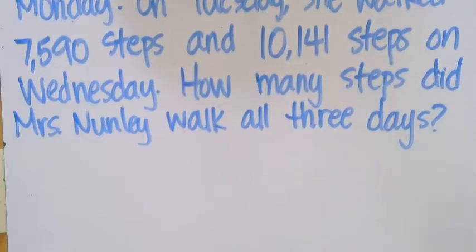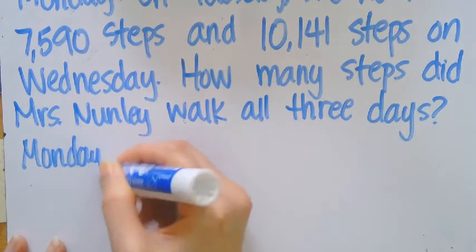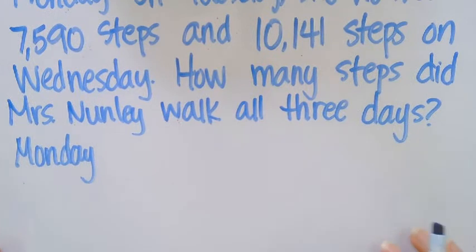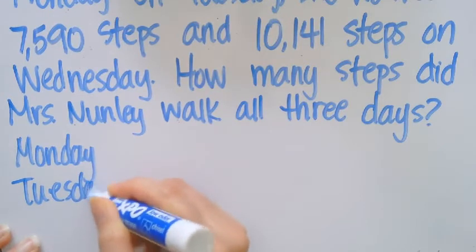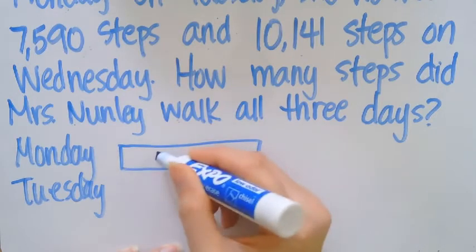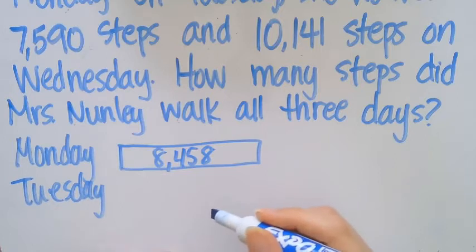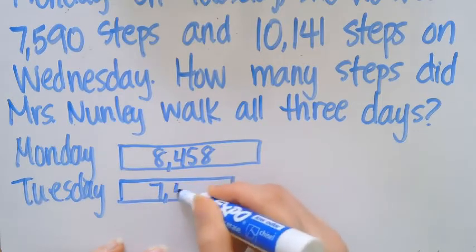On Monday, this can be done a couple different ways. You can use a tape diagram. I'm going to go and choose to do both methods. Okay, not really comparing, but that visual really does show how many more steps she walks each day. Okay, so on Monday, she walks 8,458 steps. On Tuesday, a little bit less, 7,590.